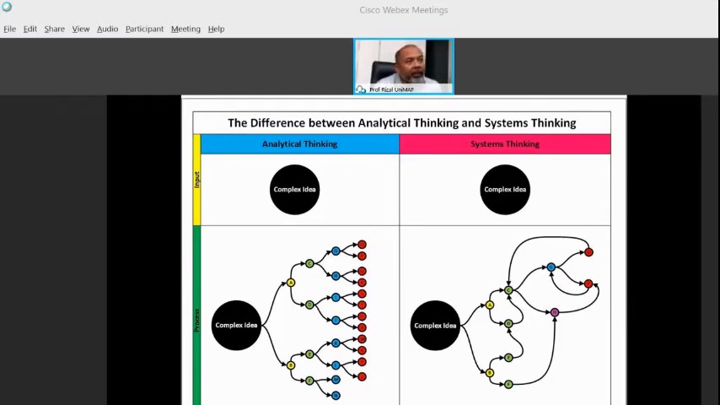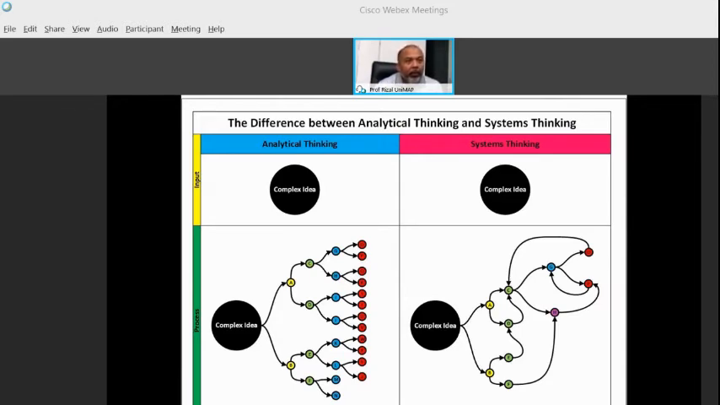So if you look at the analytical thinking approach, you have the complex idea or complex problem that you want to understand. This process of analytical thinking is to break down the complex idea or the complex problem into subcomponents and sub-subcomponents, trying to address the detail, the micro level problem of that particular problem, rather than just look at the macro level. So you have the macro level, looking at the bigger picture, and you have the micro level, looking at the details of the problem.